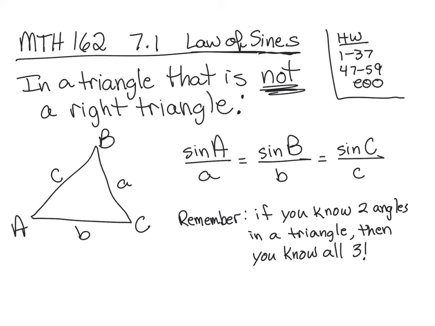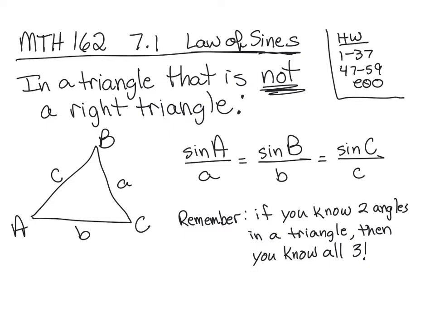Okay, now we're going to explore triangles that are not right triangles. Anytime we're given three pieces of information, we can find everything. And remember that if you know two of the angles, then you know all three because they will add to 180. Okay, the first thing we're going to learn is called the law of sines.